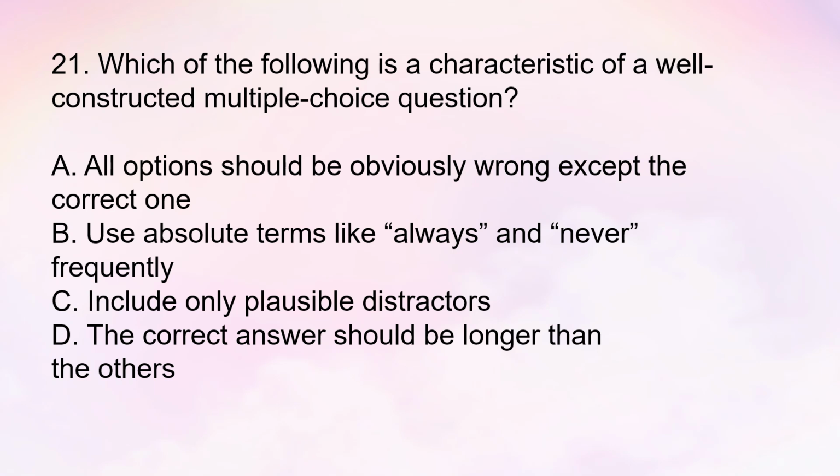Number 21. Which of the following is a characteristic of a well-constructed multiple-choice question? Letter A. All options should be obviously wrong except the correct one. Letter B. Use absolute items like always and never frequently. Letter C. Include only plausible distractors. Or letter D. The correct answer should be longer than the others.